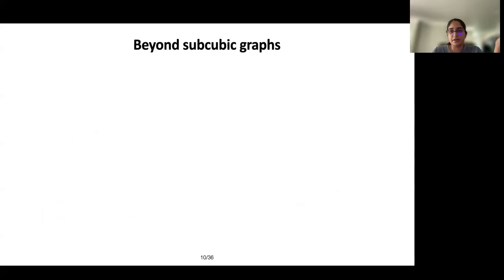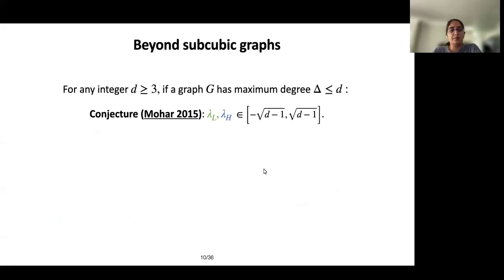So beyond subcubic graphs, if you want to ask this question about how the median eigenvalues behave, we again have this conjecture by Mohar, which states that whenever you consider a d greater than or equal to 3, and you have a graph whose maximum degree is bounded above by d, the median eigenvalues actually lie in this interval, which is again governed by the bound d on my maximum degree.